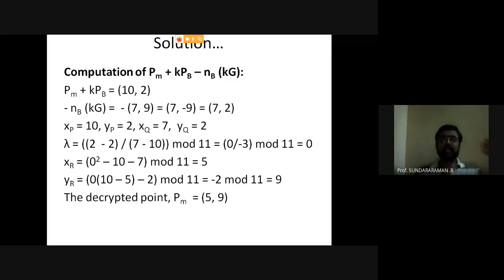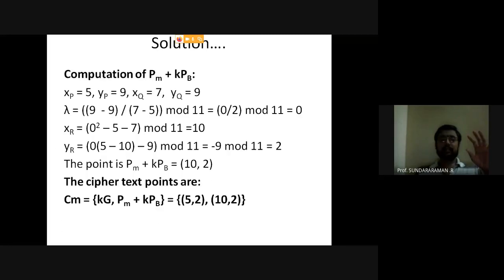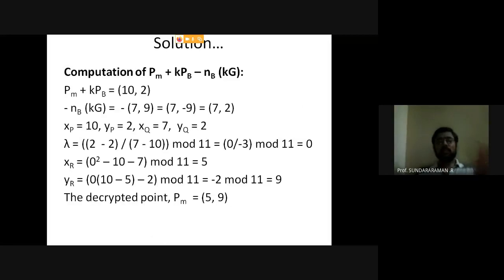And now what was the point taken? Pm is equal to 5 comma 9. Now we have decrypted it. Using the Pm 5 comma 9, we got a couple of points in the ciphertext, which are 5 comma 2 and 10 comma 2, and user B received 5 comma 2 and 10 comma 2, and now user B is capable of decrypting it without knowing Pm, without knowing K, right? Just by applying the actual decryption equation, now user B is able to retrieve the Pm point.